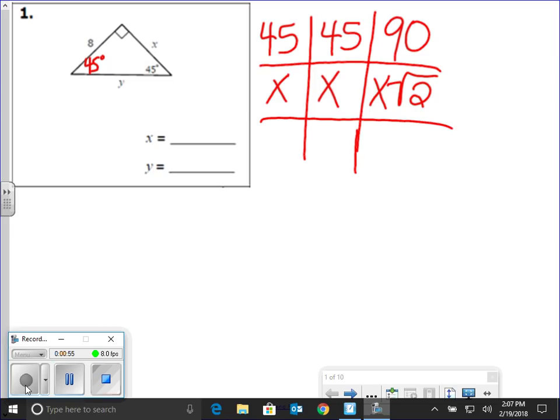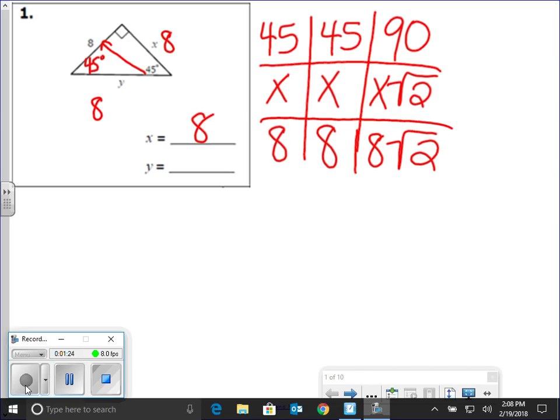Then if we look at our diagram, we have this 8 here, which is across from a 45-degree angle. So we know that's one of the legs. Then the other leg must be 8, and the hypotenuse has to be 8 square roots of 2, because we multiply the x value by the square root of 2. So x is another 8, and y, which is the hypotenuse, is 8 square roots of 2.